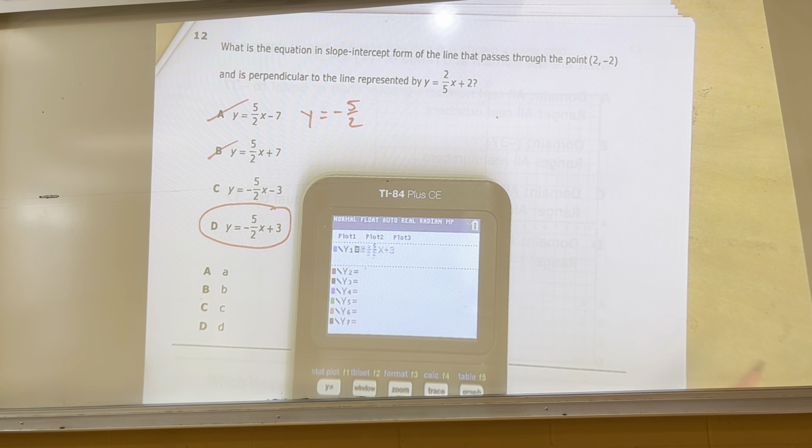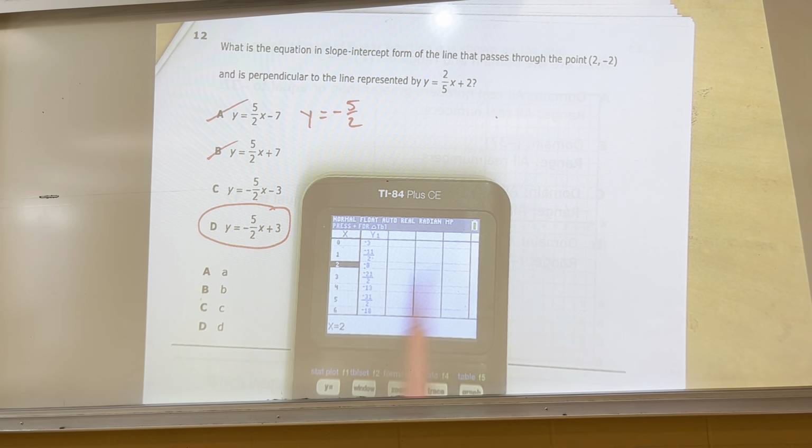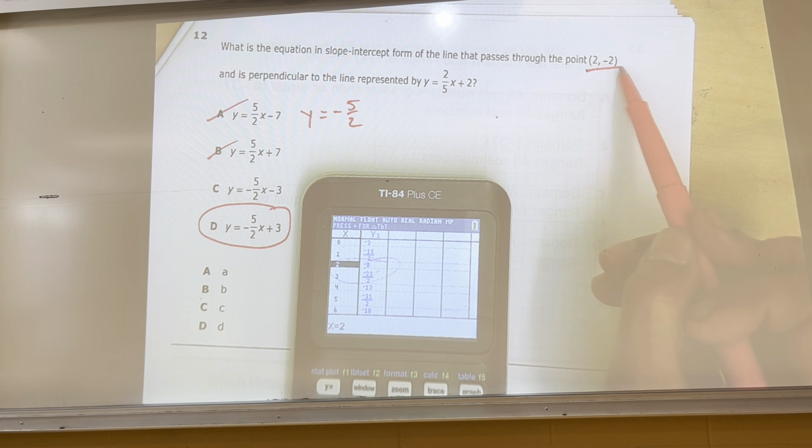But what happens if I put a -3? How do you know it's not that, sir? Good question. Let's go to the table. 2, -8. Survey says that is wrong. That is not what we're looking for. We're looking for that. Do you get it?